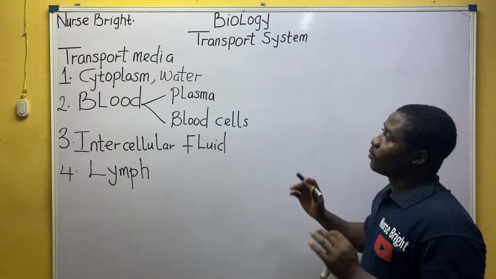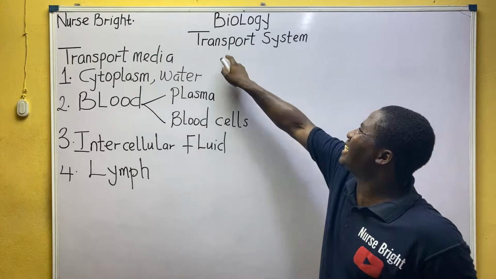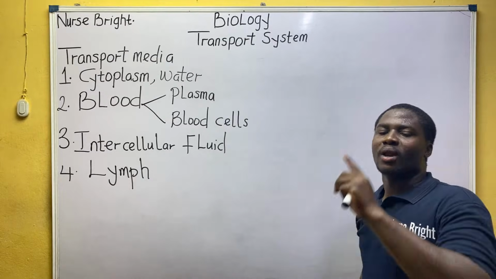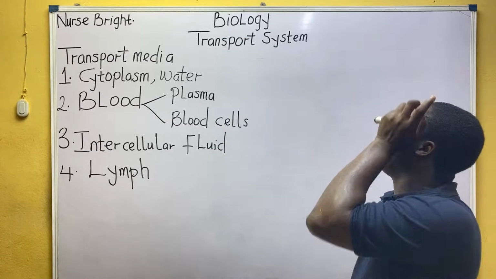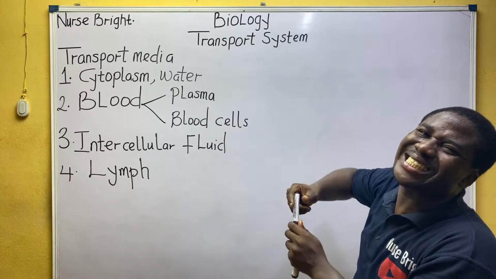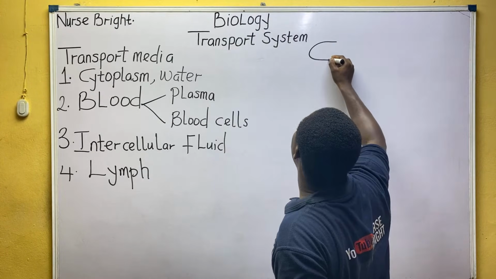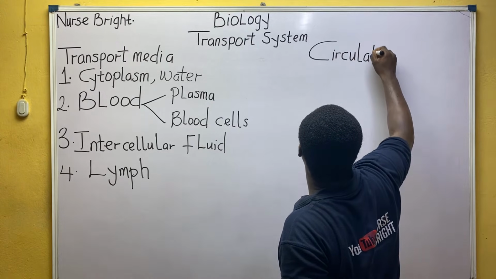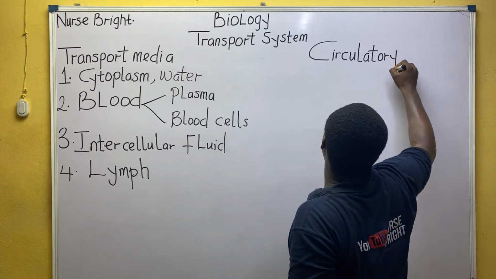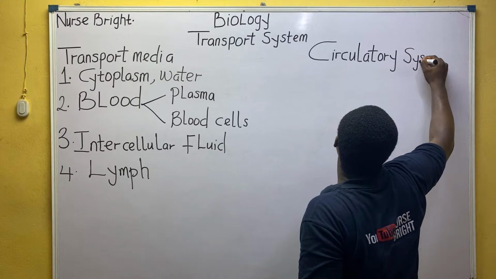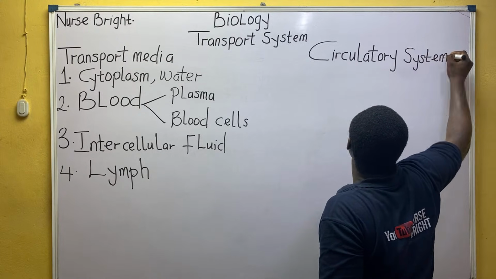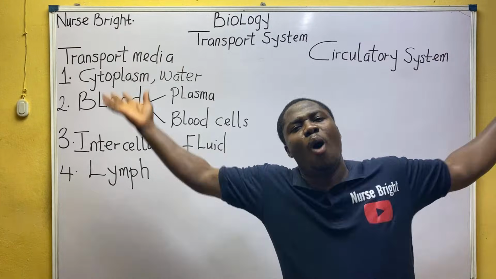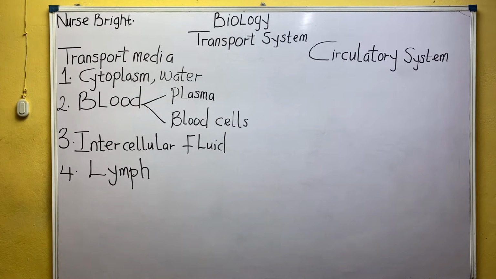So now, we're moving further. You can say I said transport system. Everybody listen. We can also call this topic the circulatory system. If you don't want to call it transport, we can just call it the circulatory system, whereby this circulatory system is of various components.